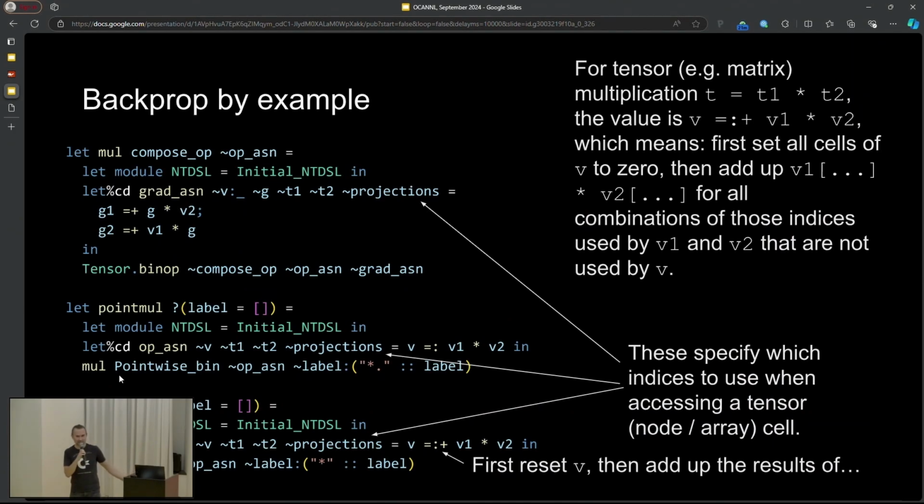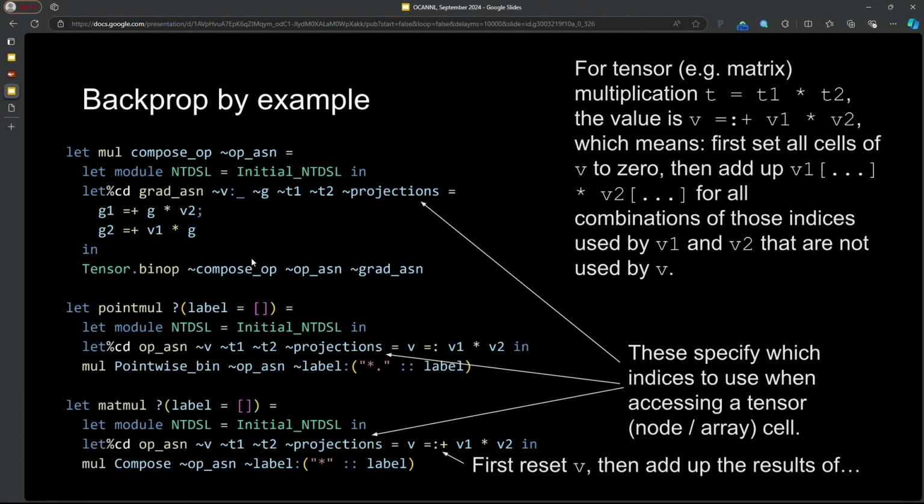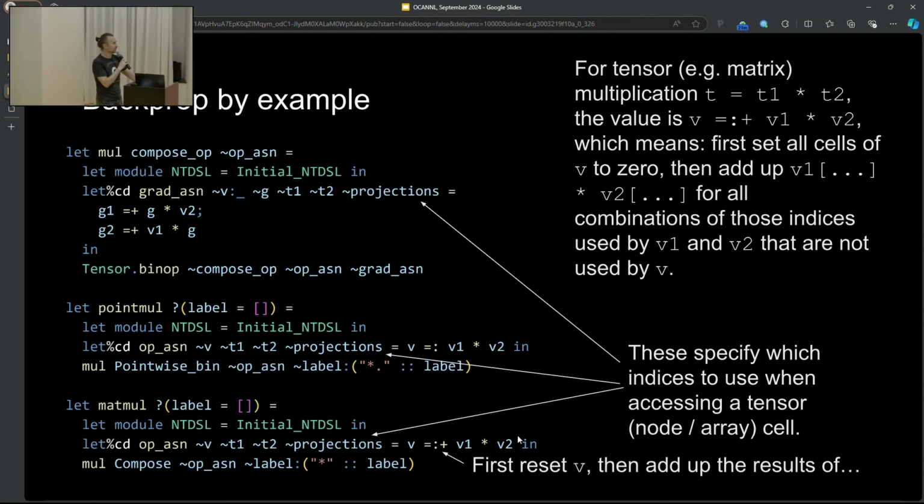And here is the operation for multiplication. So the forward pass will be just multiplication of values. And that looks quite mysterious, how that can be any sort of multiplication. And that's because we implicitly accumulate across axes that only appear on the right-hand side, but not on the left-hand side.